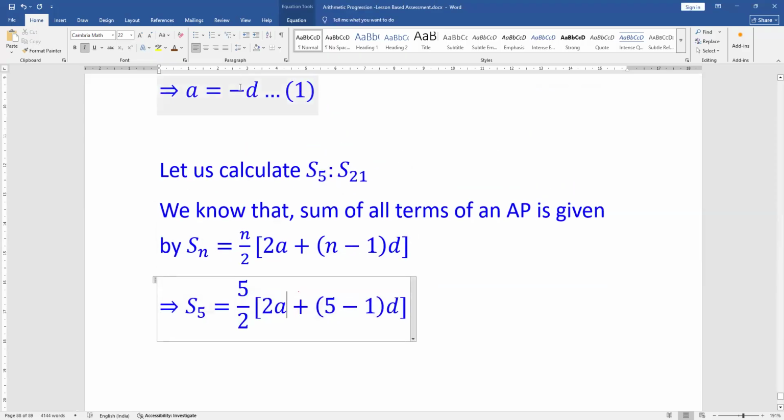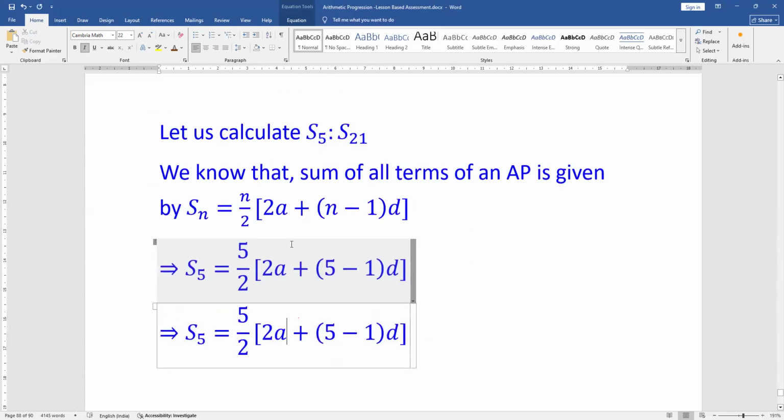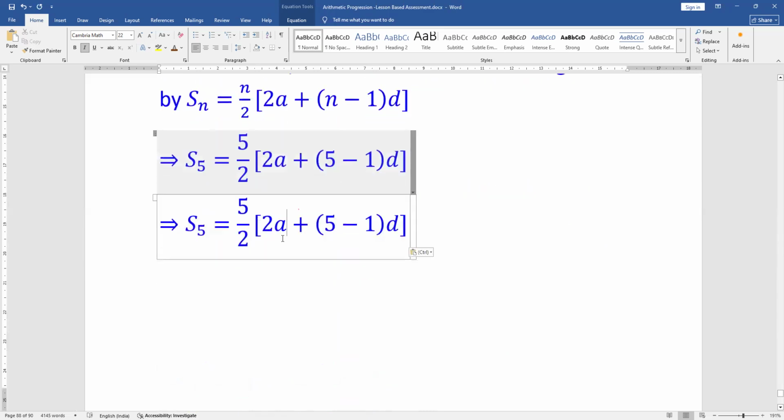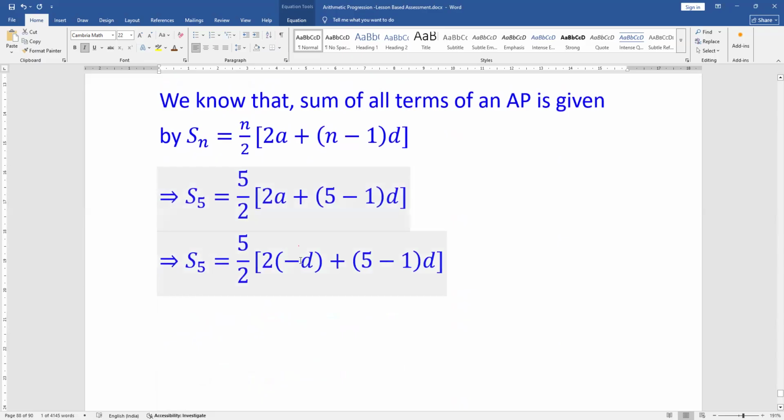Then in my next step, what is this A? I can replace it with minus D by using equation 1. So I copy the same thing here. Now here, instead of A, you put minus D. That's why we got that minus D. See here, A equals to minus D is there. Instead of A, you put minus D. Then 5 minus 1 becomes 4D. 5 minus 1 is 4, so 4 into D is 4D.